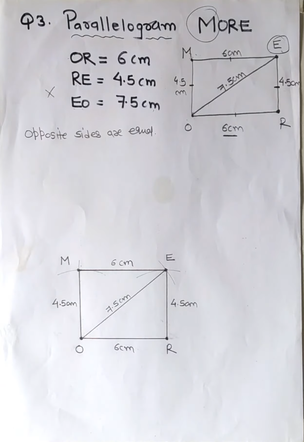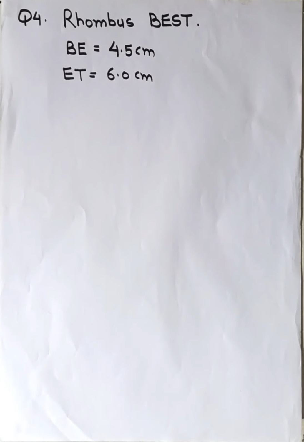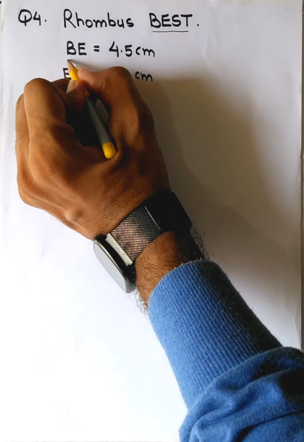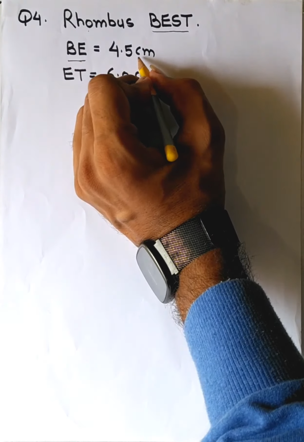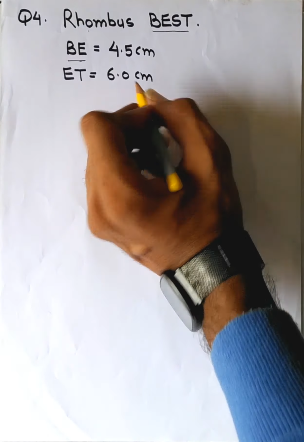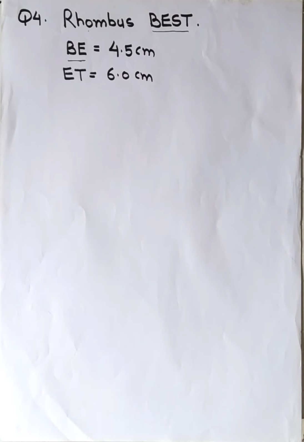Moving on to question number 4. The last question is to draw rhombus BEST, in which BE, that is one side, is given 4.5 centimeter, and ET, that is one diagonal, is given 6 centimeter. Now how will we be drawing the rhombus?